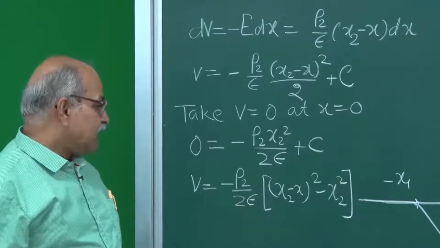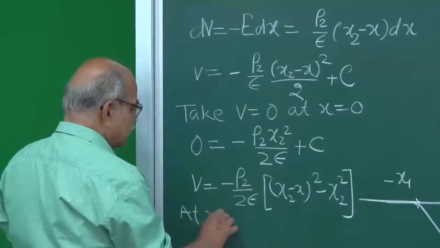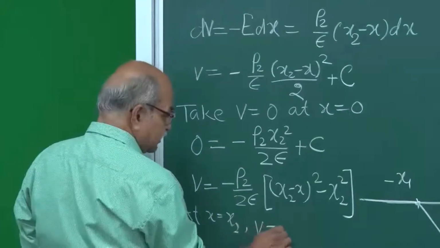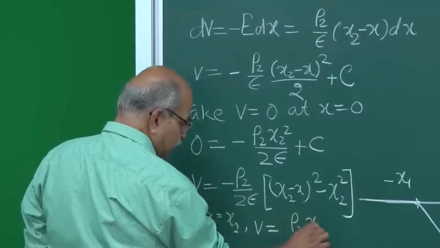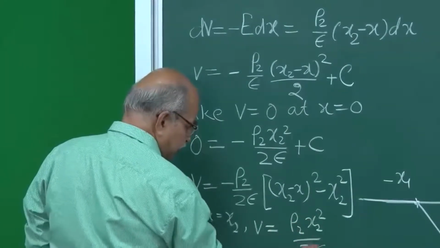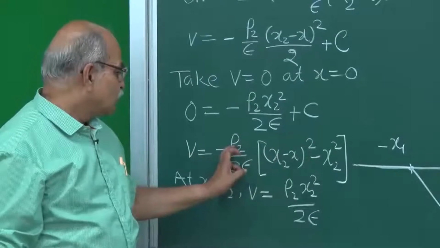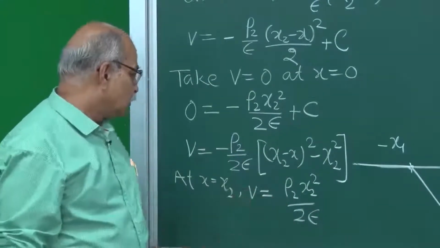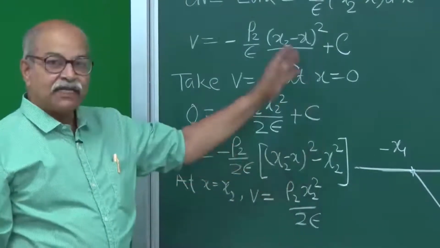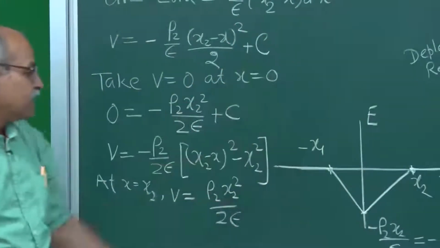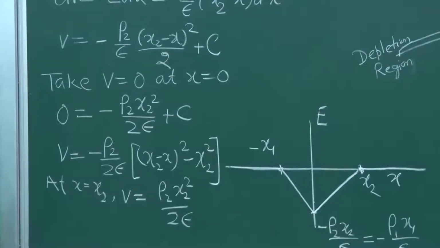And what is V at x2? At x equal to x2, the first term goes out, so V will be rho 2 x2 square over 2 epsilon. You put x equal to x2, so this is 0, and this is plus rho 2 x2 square by 2 epsilon. It's a quadratic function. It should be: if the electric field is linear, then the potential has to be quadratic. So if you plot, how will it look?